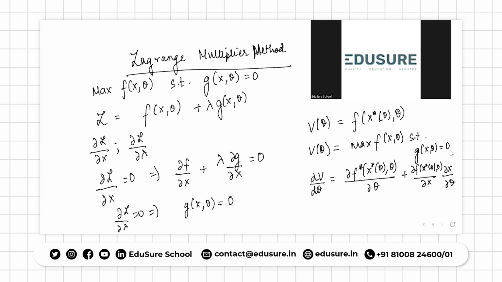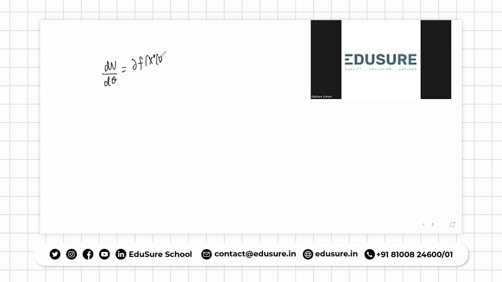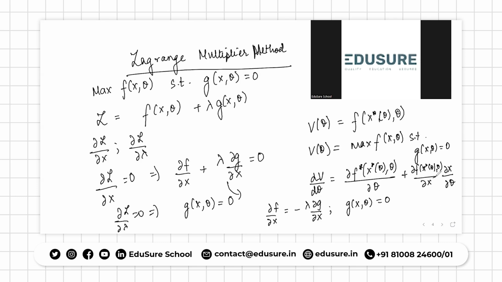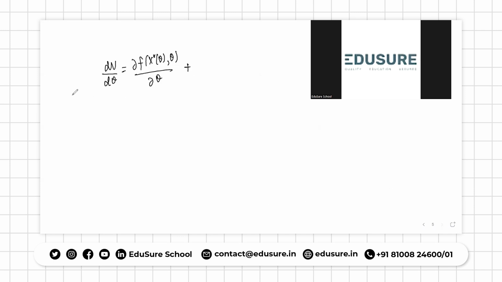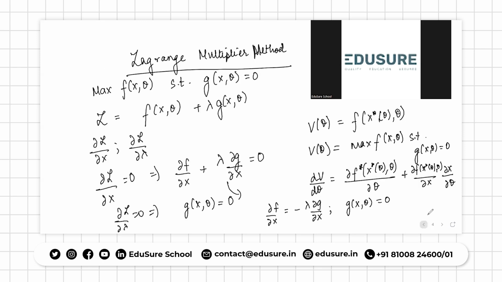Now, from the first order condition of the Lagrange, we get this del f del x is equal to, right? And we know the fact that, so let's take all this information on the next page. Del f del x that we had here is basically minus lambda del g del x. So this is del x del theta.